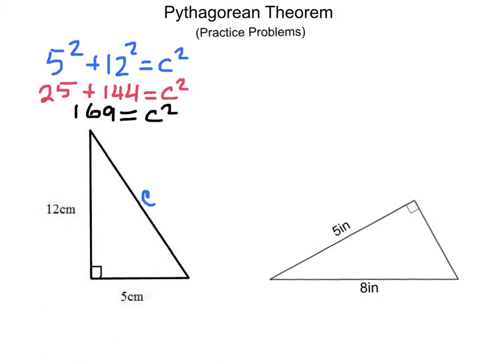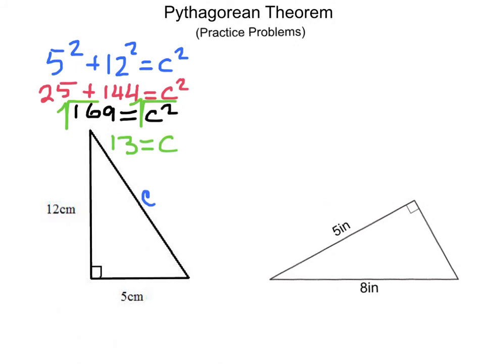And then my final step for this problem would be to take the square root of both sides of the equation. So the square root of 169 is 13. So I end up with 13 equals c. So that's my answer to my first problem. Now I'm going to move over and solve my second problem.